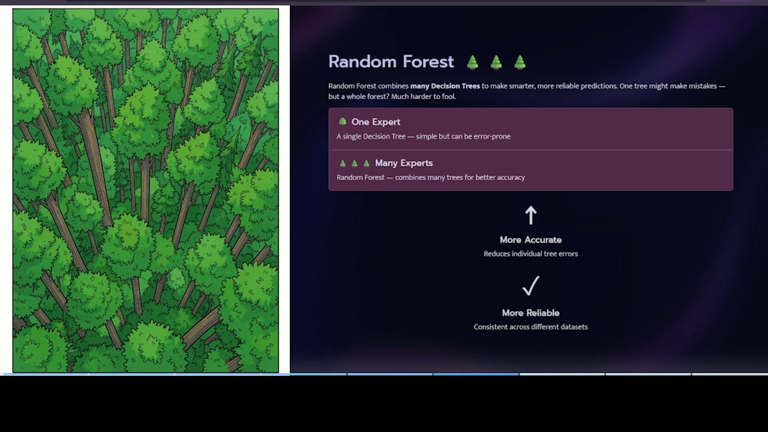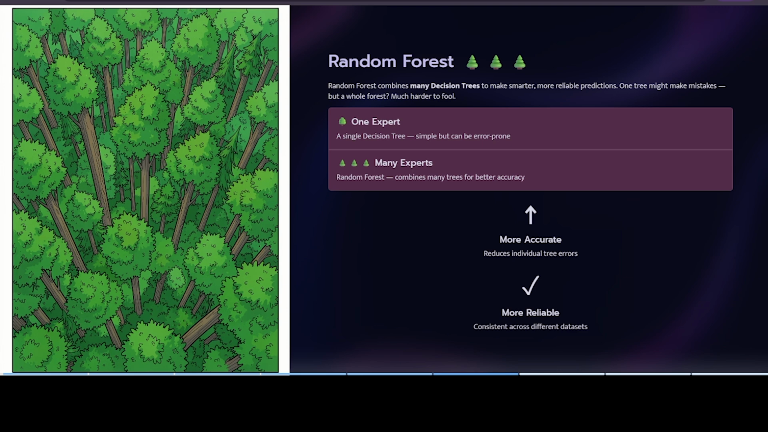For example, imagine your exam result. Would you trust only one teacher's opinion? Probably not, right? Instead, if five teachers evaluate your performance, their combined decision is much more reliable, right? So one decision tree makes many mistakes, but hundreds of trees together produce better predictions, right? Yes, so you all want to know why this random forest is better.